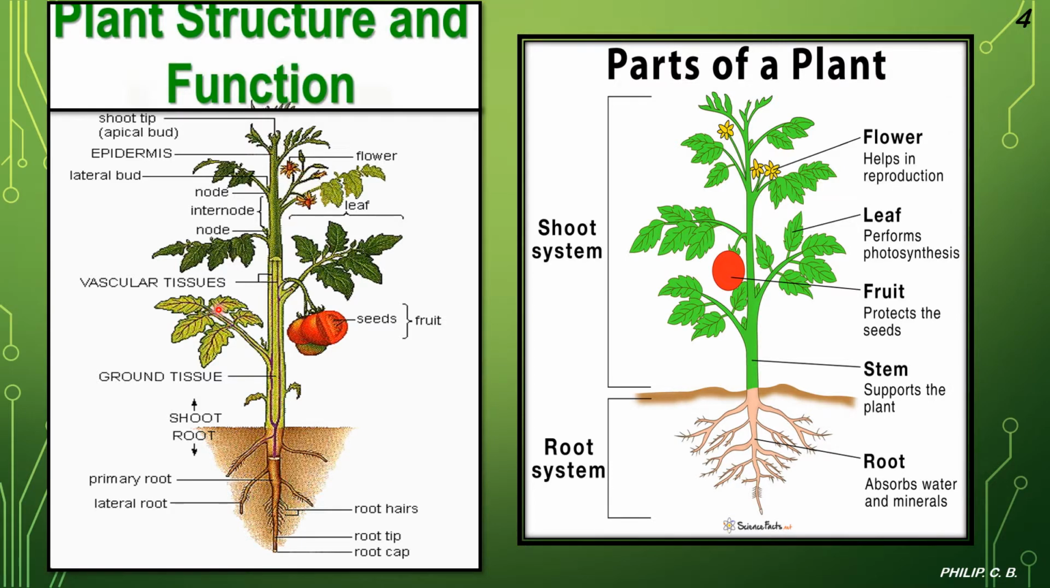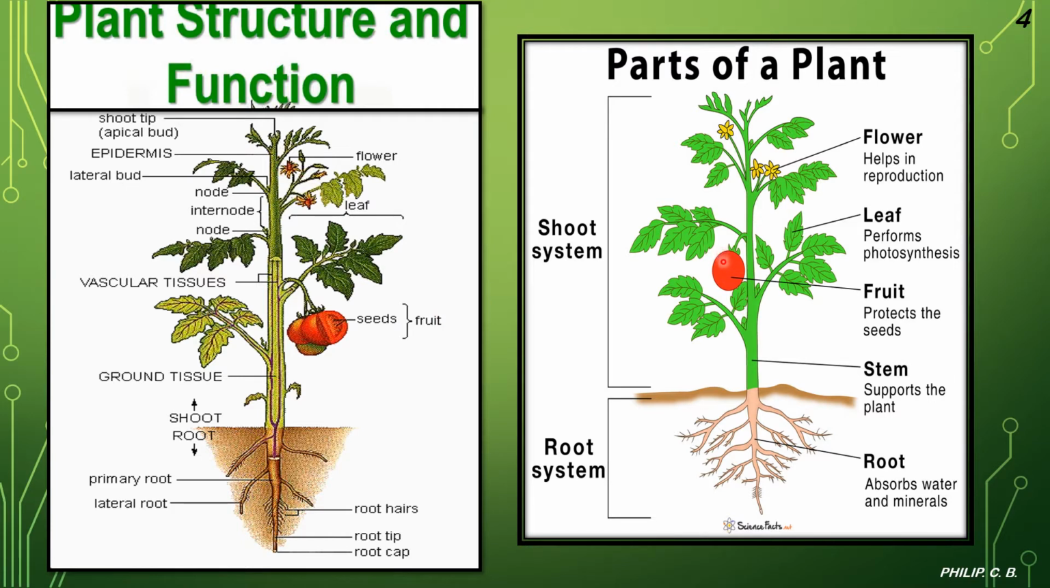Vascular tissues, the component carrying food and water. Then you have got node, internode. Now what is this node and internode? If you have seen sugar cane, there is a thick and dark circle, that is node, and between two nodes is the internode. Lateral bud on the sides over here, epidermis, the shoot tip, that is the apical bud, flower, leaf, and the seeds which is present inside the fruit, right?